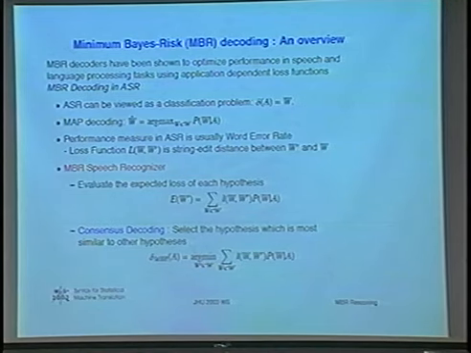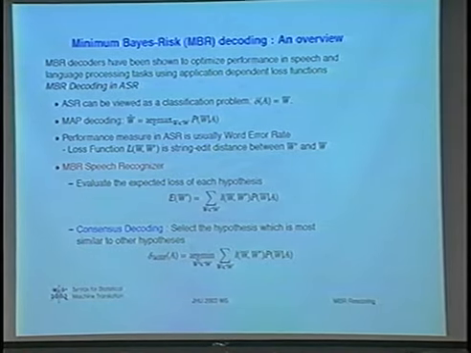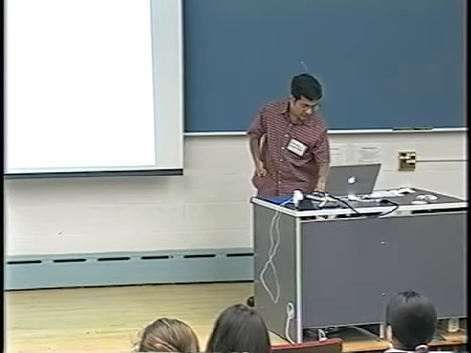And as a second step, you want to select the hypothesis with the minimum conditional risk. So you go over, find the conditional risk, and select the hypothesis. Finding the hypothesis with the least conditional risk is equivalent to selecting the hypothesis which is most similar to the other hypotheses. So this is a form of consensus decoding, where the consensus is in fact measured by the loss function. So this is the scenario in speech.